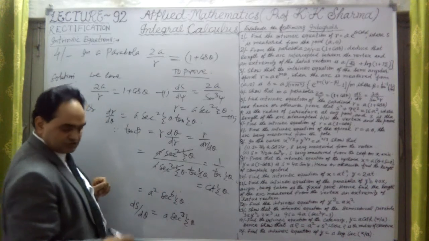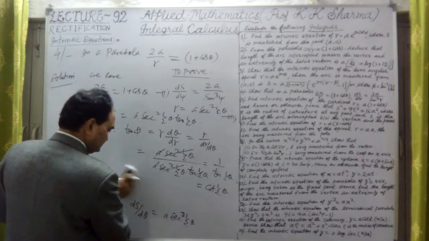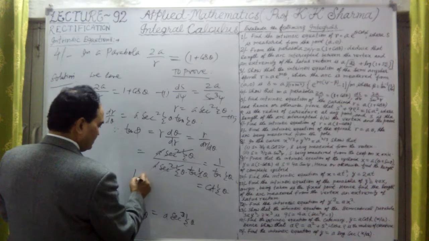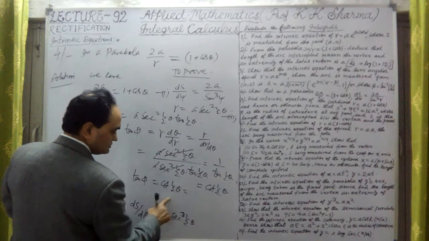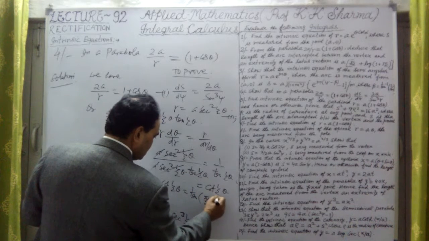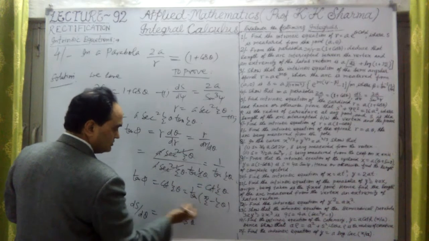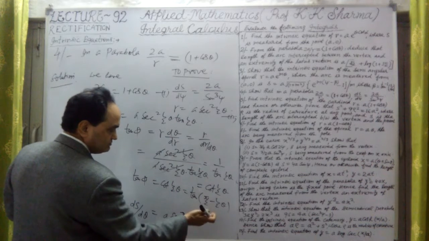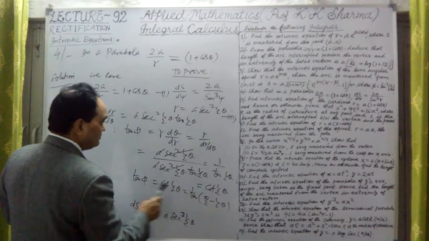Now we have obtained here r d theta upon dr, this value. So what we obtained here: tan phi is equal to cot of half theta. Now this can be written as tan of pi by 2 minus half theta, because tan of 90 minus theta is cot theta. Cot half theta can be written as tan of pi by 2 minus half theta. Same value. So tan phi equals tan of this, so the angles should be equal.